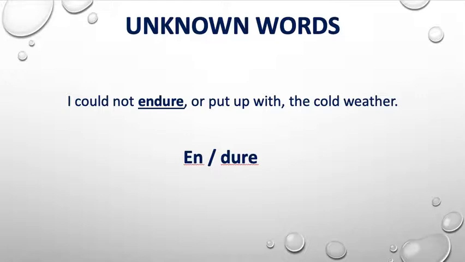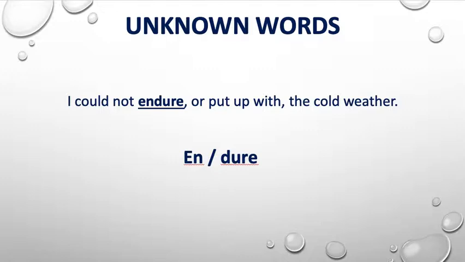Now what I'm going to do is sound out each syllable. So I've divided it into two parts, and I'm going to go ahead and sound out each part. So I know that EN makes an N sound, and the DURE is dur. So if I were to put those two sounds together, I would say endure, endure. So reading this sentence out loud, I could not endure or put up with the cold weather.